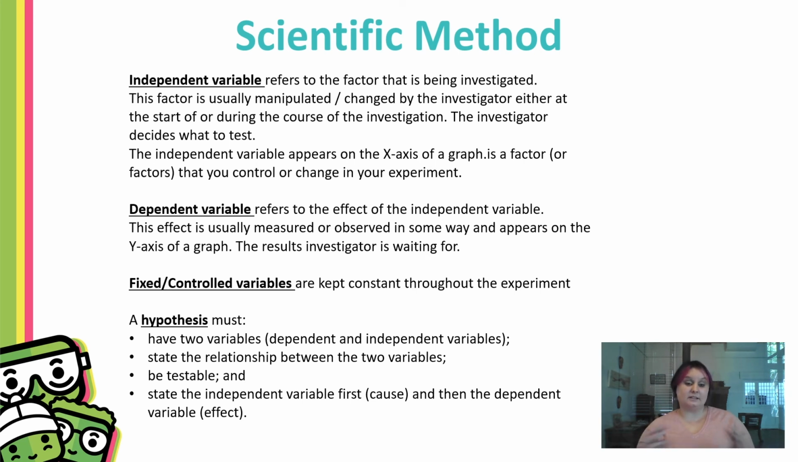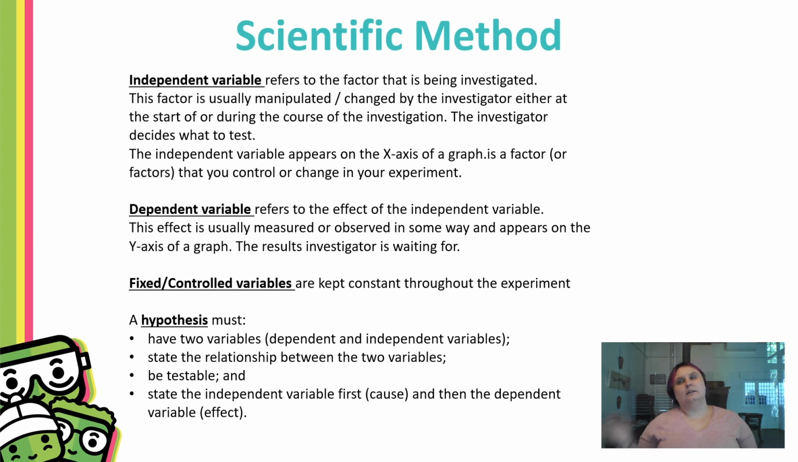So we need to be able to identify the variables. We've got the independent variable. The independent starts with an I, so I change that. That's the thing that the scientist who's carrying out the investigation is changing. It always appears on the x-axis of the graph. Then we've got the dependent variable, which appears on the vertical or the y-axis of the graph. And this is the outcome that we're measuring. Then we need to make sure that all other variables are kept constant throughout the experiment.